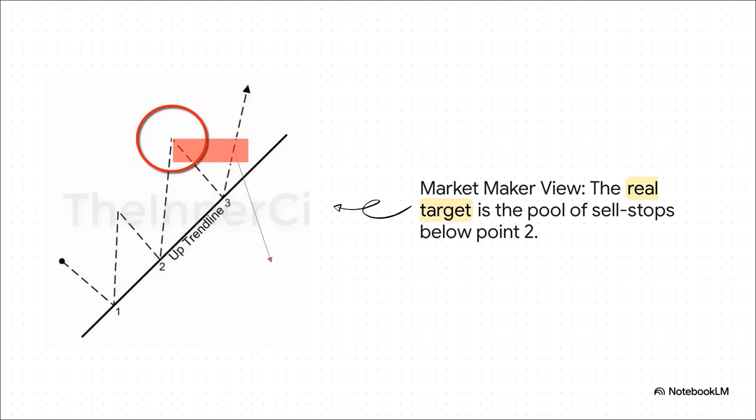They know that a wave of retail buy orders is coming in at point 3. But their real target? It's that massive pool of sell stop orders just sitting there right below point 2. So they'll sell into the retail buying, push the price down, trigger all those stops, and use that liquidity to fuel the real move they wanted to make all along.